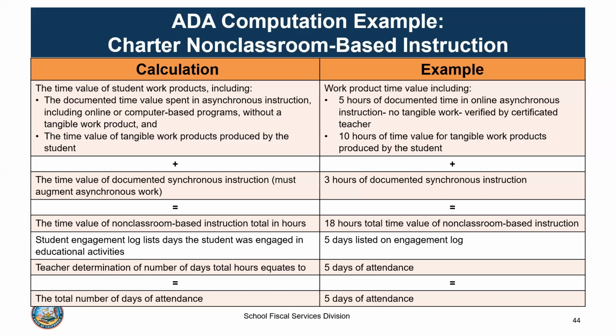Now let's look at the specific example provided on the right. The student spent 5 hours on documented online asynchronous instruction. No tangible work product was produced, but the activity was verified by a certificated teacher. The student also spent 10 hours creating tangible work products. Adding these, and then adding 3 hours of documented synchronous instruction, we get a total time value of 18 hours for non-classroom-based instruction.